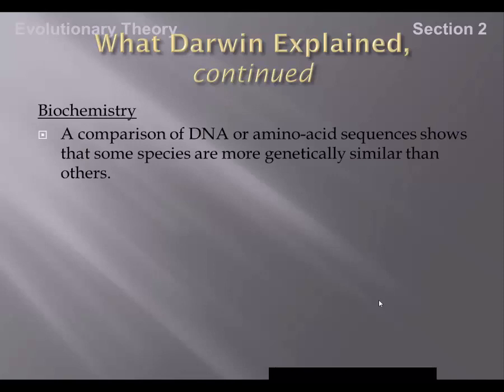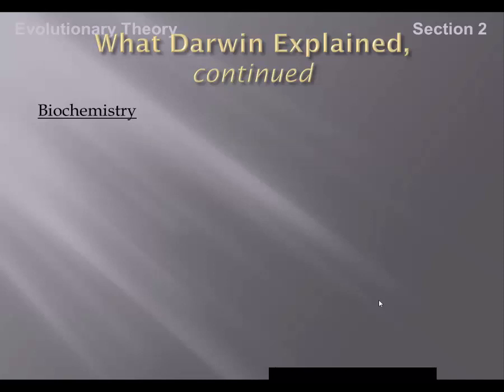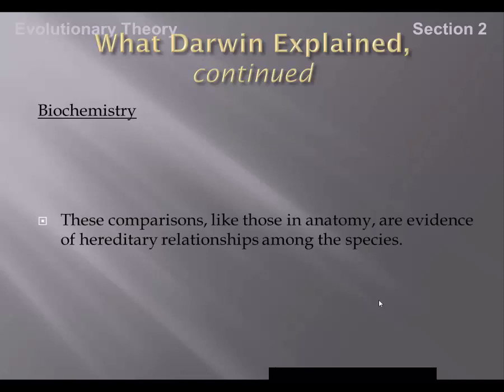So a comparison of DNA or amino acid sequences shows that some species are more generally similar than others. Those comparisons, like those in anatomy, are evidence of hereditary relationships among species.